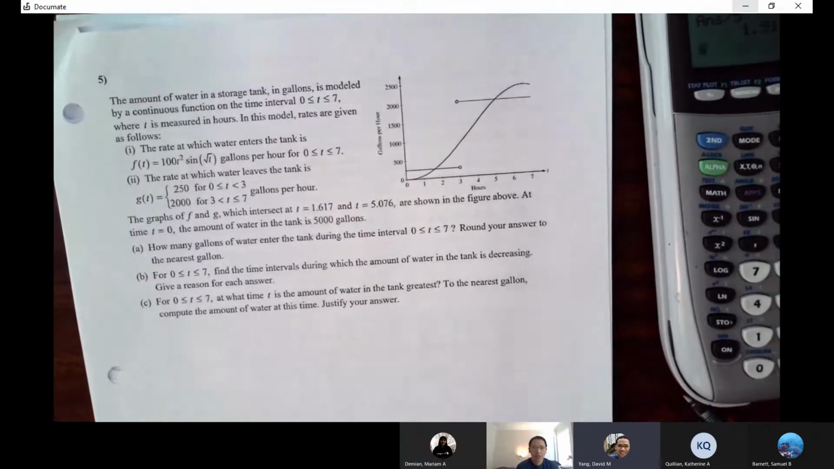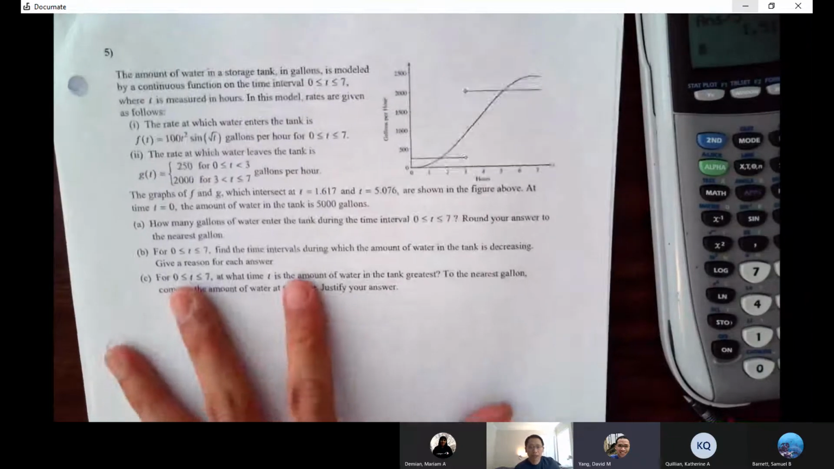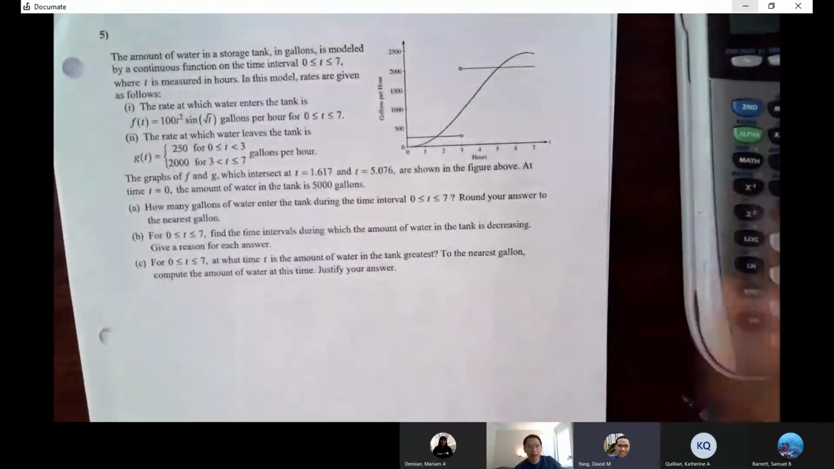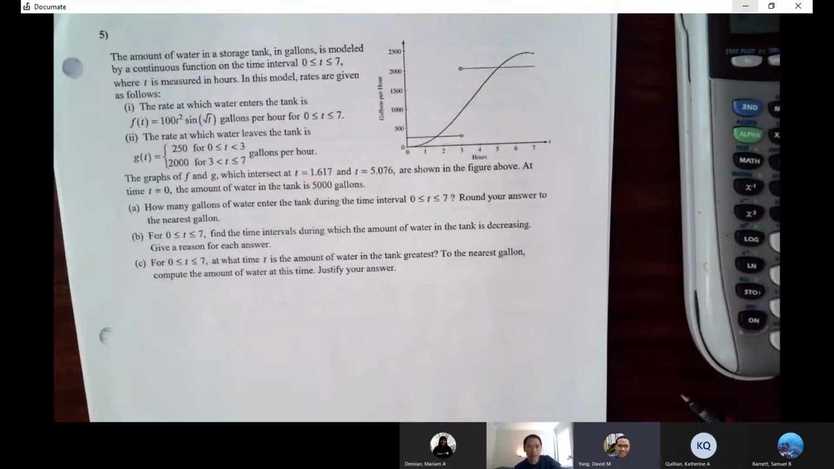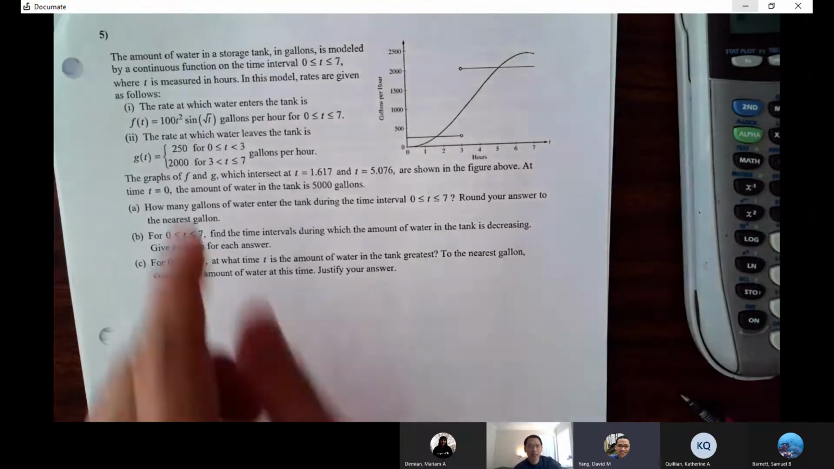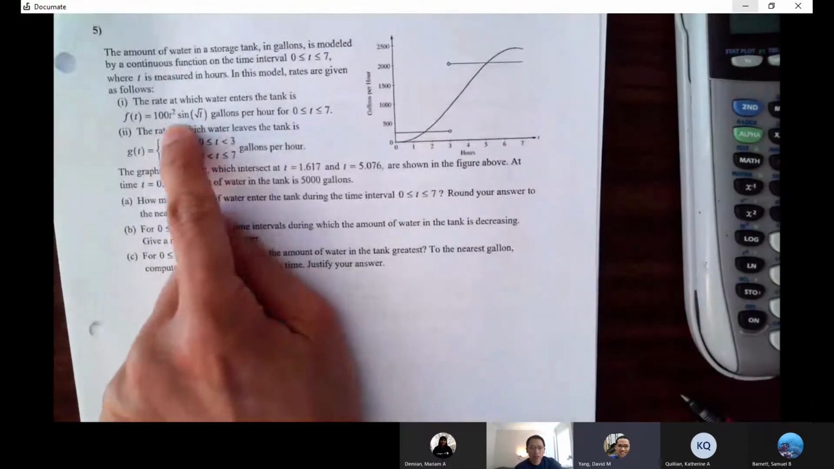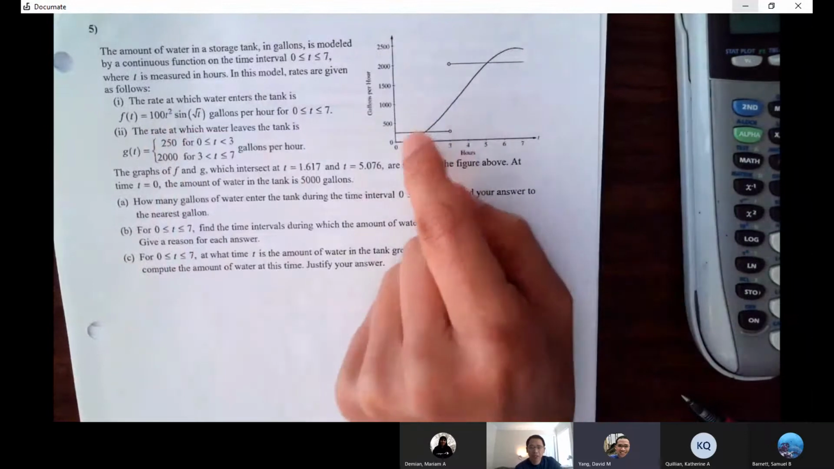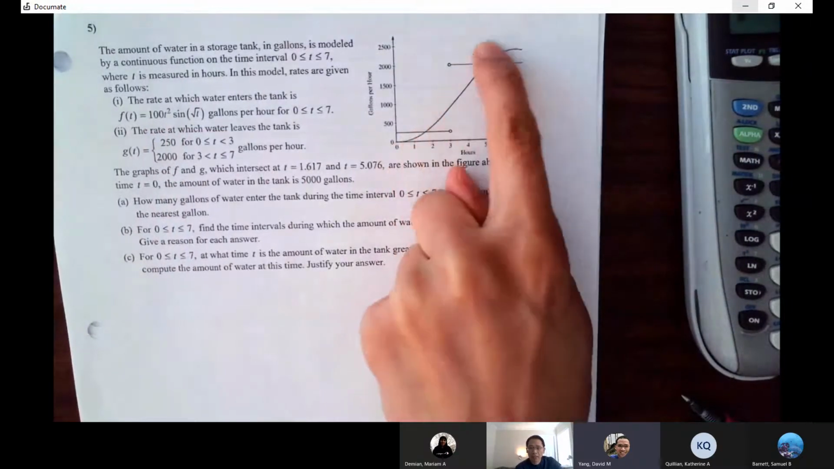Number 5 says, the amount of water in a storage tank is modeled by a continuous function between 0 and 7 hours. In this model, rates are given as follows. The rate at which water enters the tank is given by f of t. So this 100 t squared sine root t is this curve that you see here.